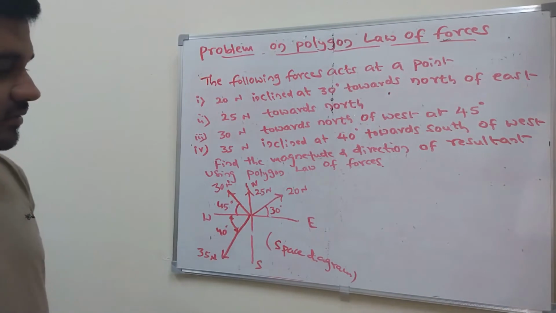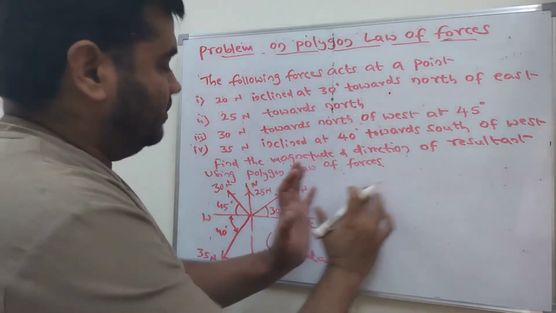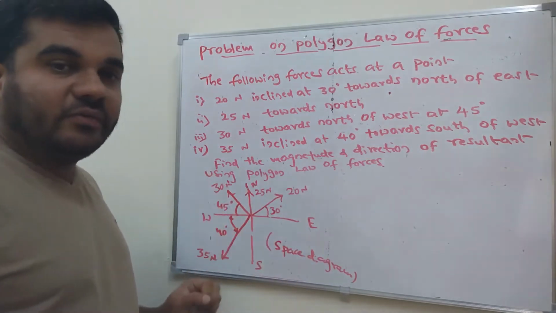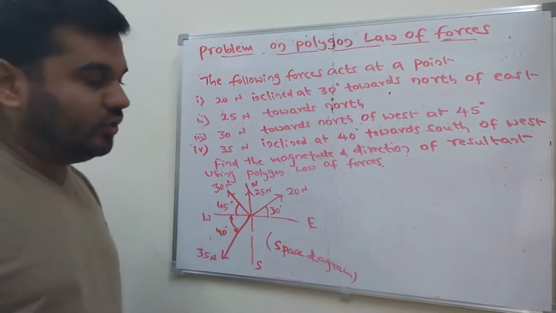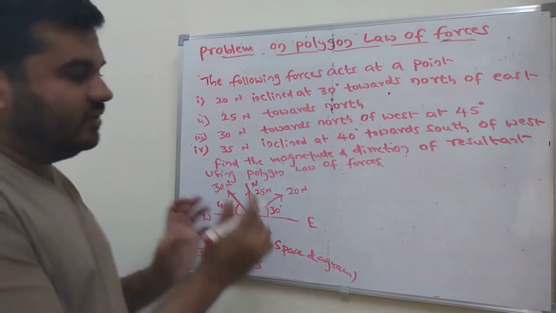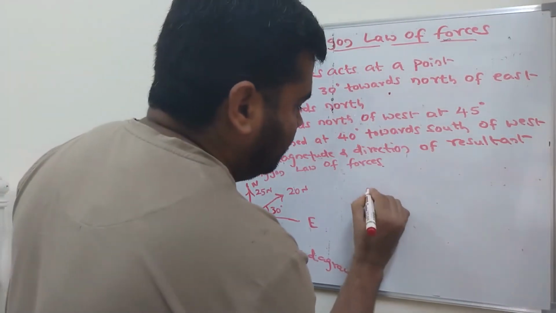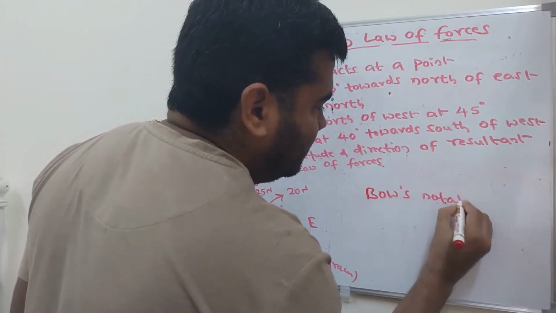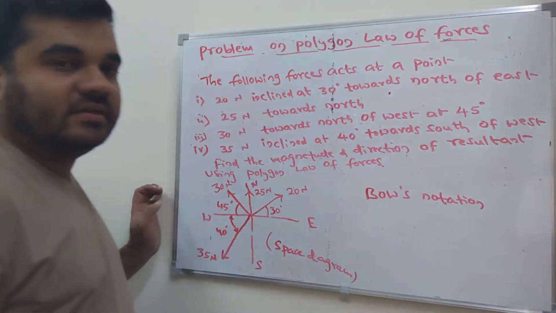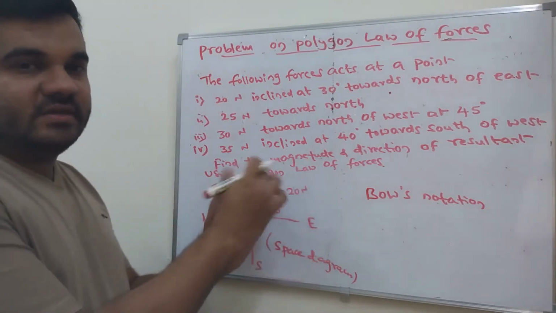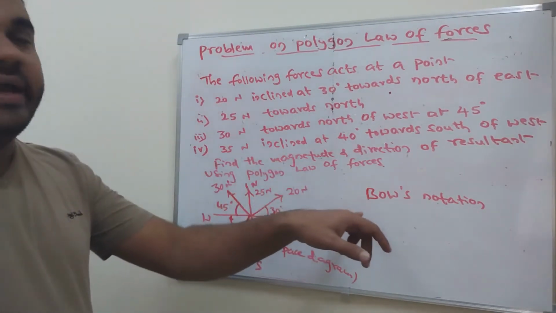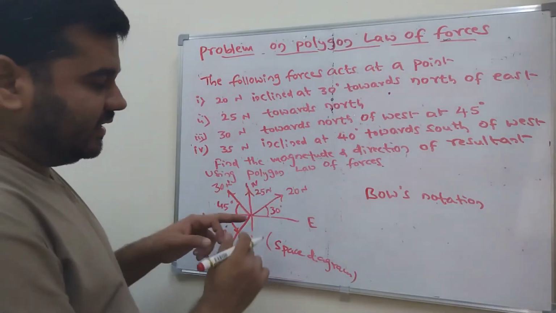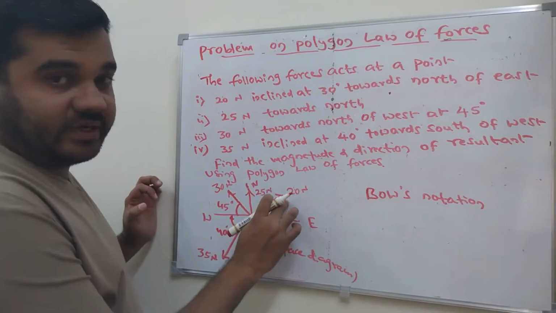Okay, now if you want to find out the resultant of these few forces here, first you should use the notation called Bow's notation. That is Bow's notation. This is only a help. The notation means you need to mark some notations here to help to find out the resultant. I'll start here. First force is 20 Newton here.